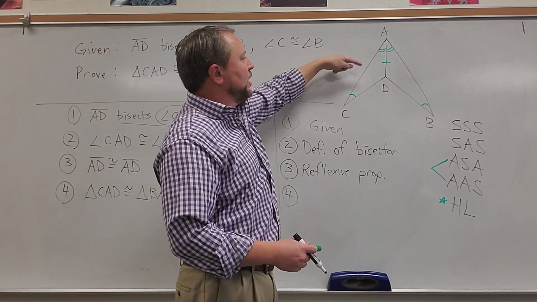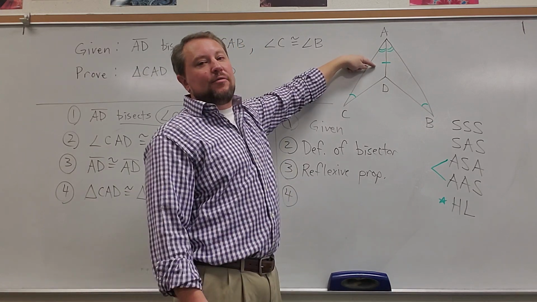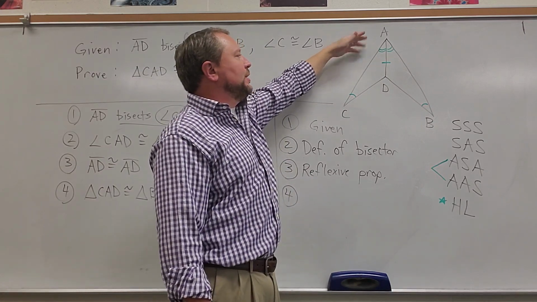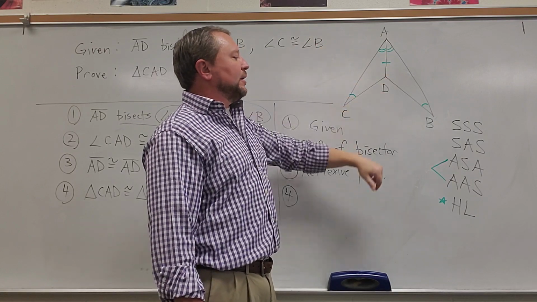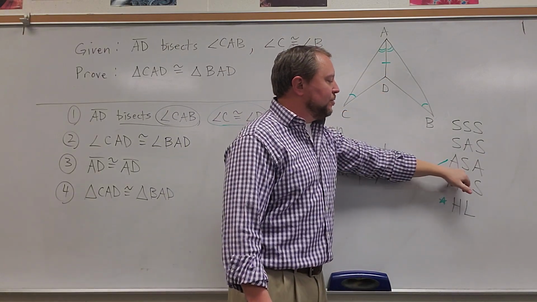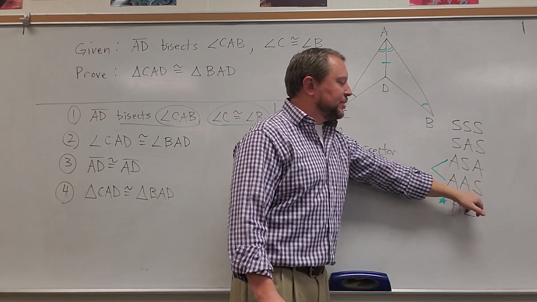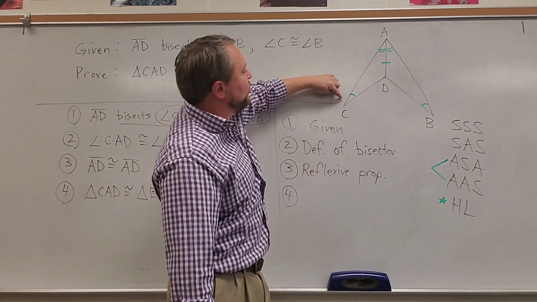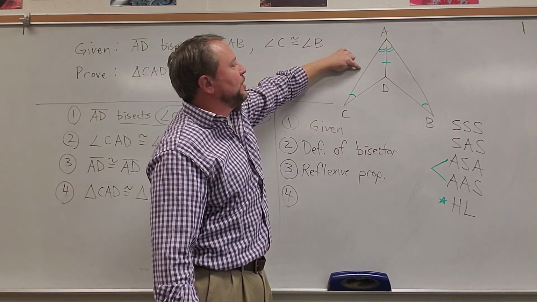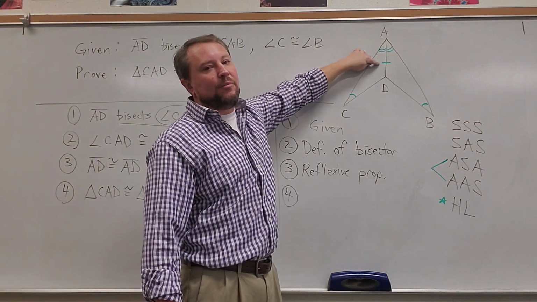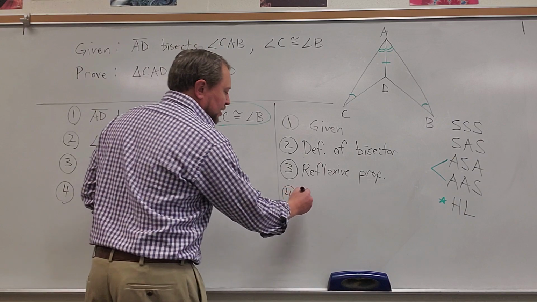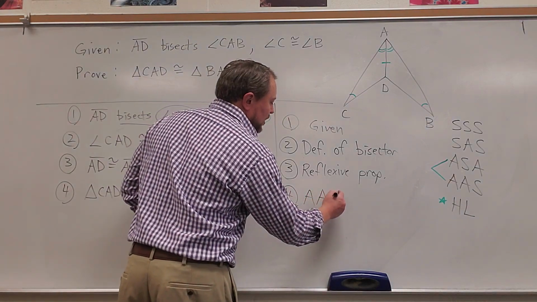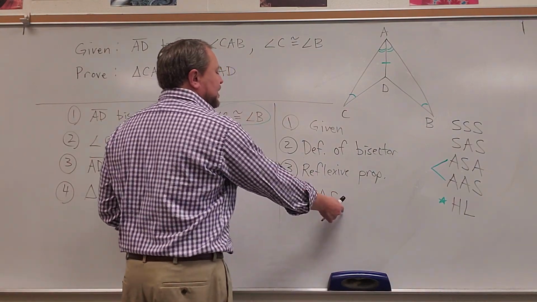2 angles and a side. Just ask yourself, is that side in between the angles or is it outside? Because if it's in between, it's ASA. If it's outside of the angles, it's AAS. The side that joins the angles is the one in between. That is not the one in between. So it would be AAS, the side that's not in between.